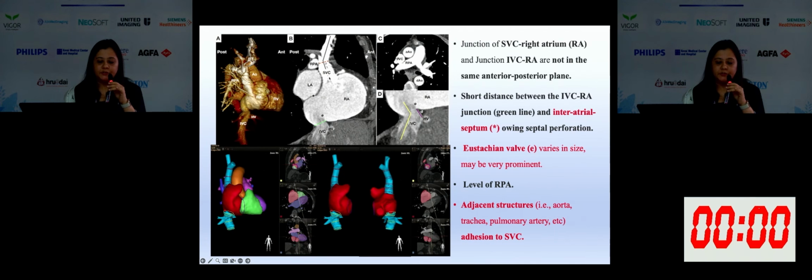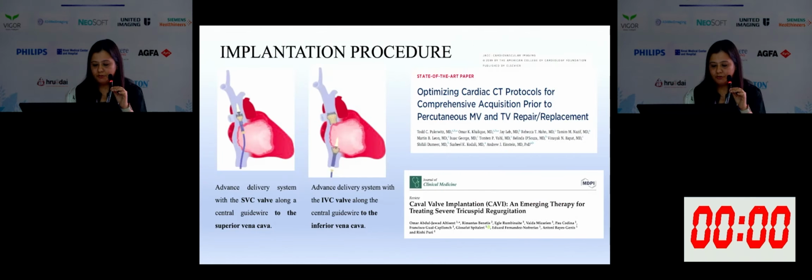Angulation of the SVC to RA at the level of the RPA is important. IVC to RA angulation at the level of the suprahepatic segment is important. Two more notes to be made are the eustachian valve as well as the interatrial septum. The distance of the interatrial septum to the IVC ostium should not be very close by. Any calcification around the SVC is important because that will hinder the procedure.